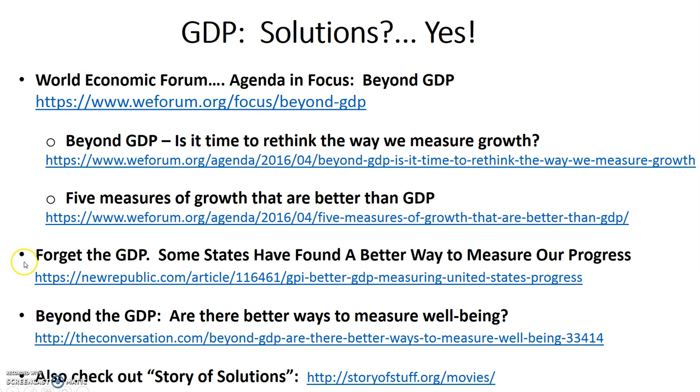Here in the United States, the leading alternative to GDP is the GPI, the Genuine Progress Indicator. And this link here is interesting because they list about 8 or 10 different indicators that are used as an alternative to GDP in different countries around the world. Lastly, Story of Solutions is a video done by the same folks that did Story of Stuff, which you were asked to watch for a discussion board assignment this week. Story of Solutions specifically deals with alternatives to measuring our economy with GDP. Check it out.